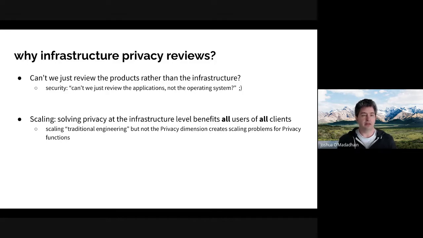In addition, solving privacy at the infrastructure level benefits all of the users of all of its clients. We already expect infrastructure to be transparent about what engineering problems it solves and how well it solves them. And privacy is another client requirement. Also, if your infrastructure scales very well along traditional engineering dimensions, but not along the privacy dimension, then you have a very well-scaled privacy problem.